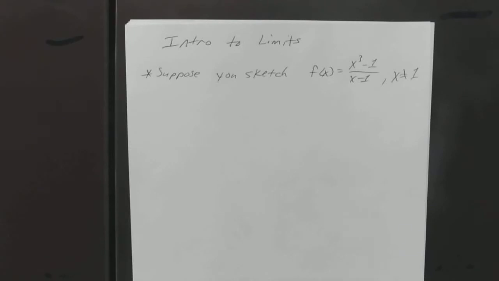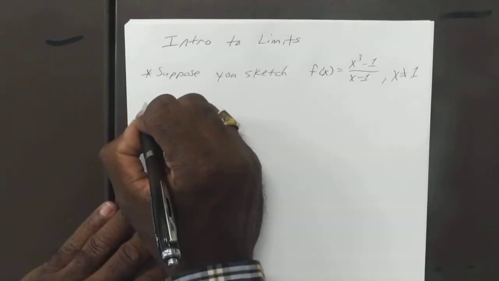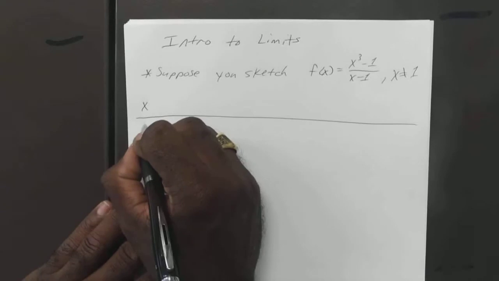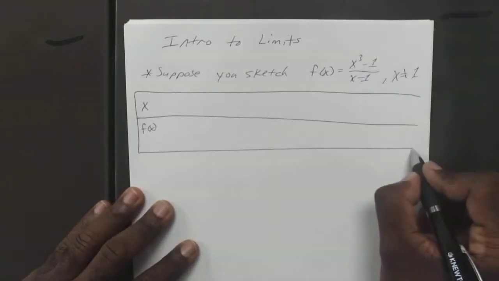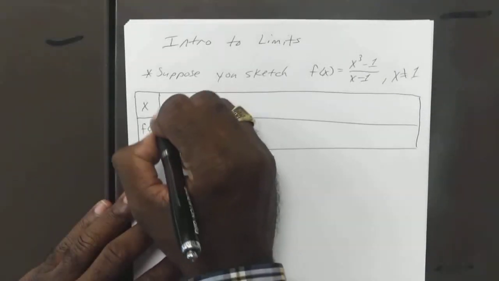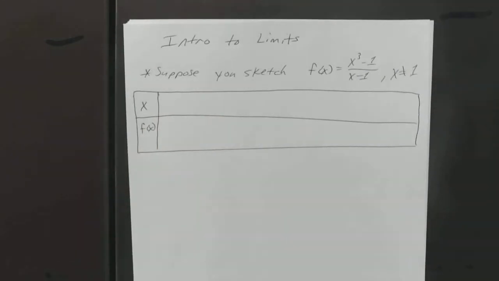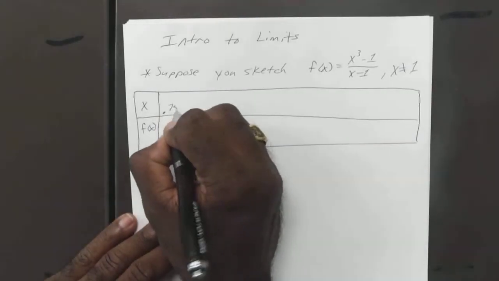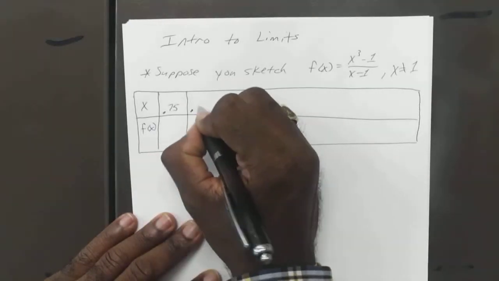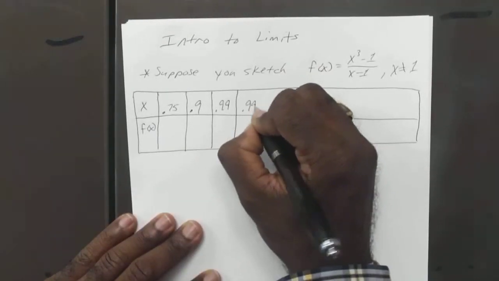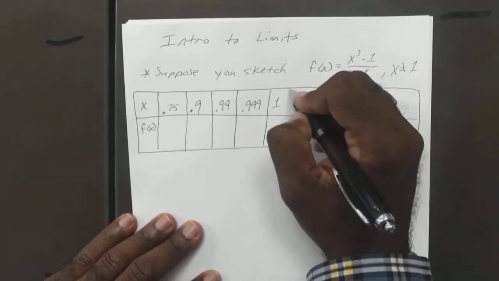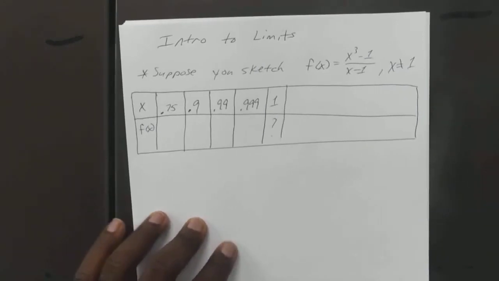So what we want to know is, if you get really close to 1, what's the highest or the lowest number that you'll get? So we're going to get really close to 1. Let's say we're approaching 1 from the left: 0.75, 0.9, a little bit closer, 0.99, 0.999. And at 1 it can't be anything because it wouldn't exist, because we have a denominator of 0.